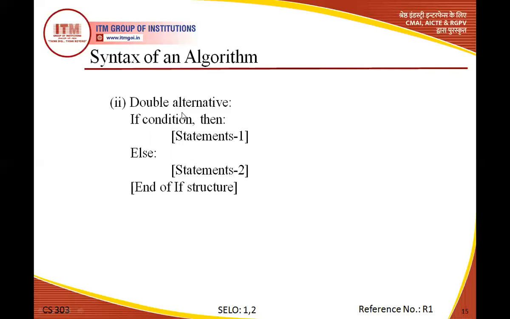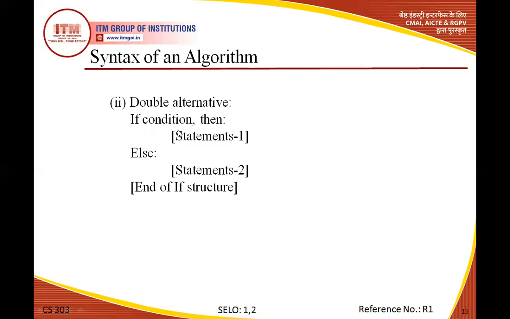The double alternative is the if else statement. Suppose the condition is true, then that statement will be executed, else the other. This is the syntax. All of you understand the if else statement in C language and C++. But my concern is how to write it, so that whenever you write an algorithm, anyone can understand your algorithm.